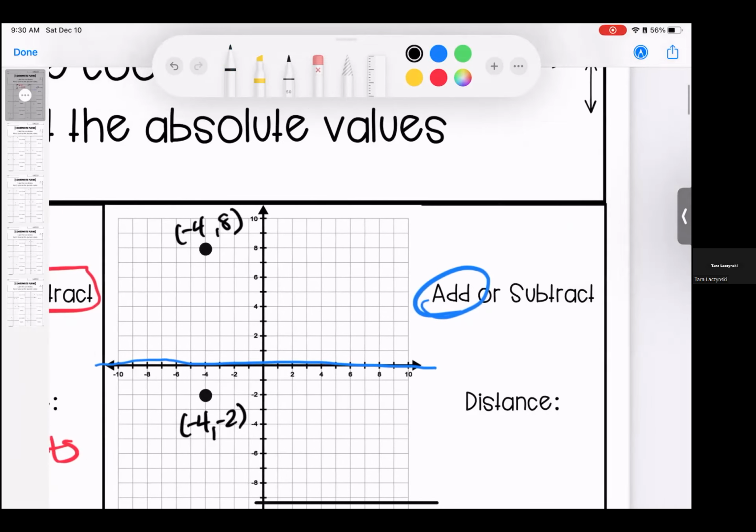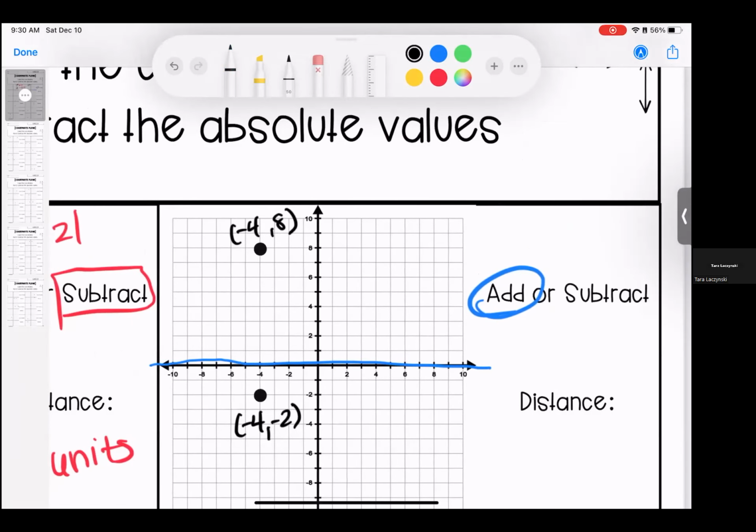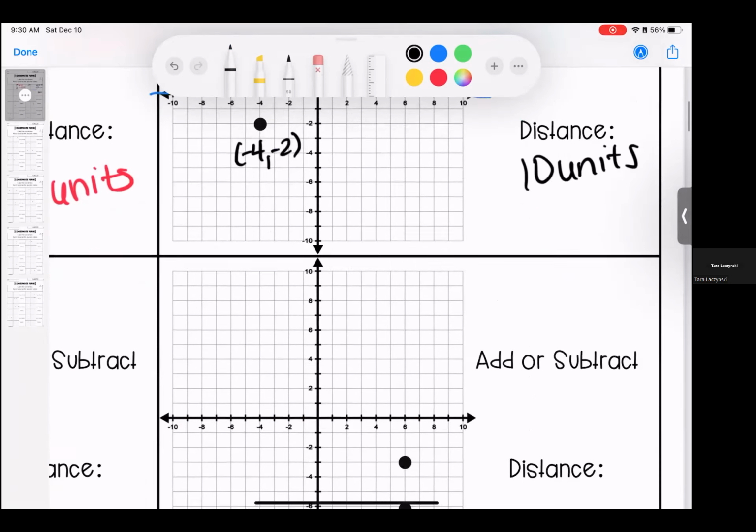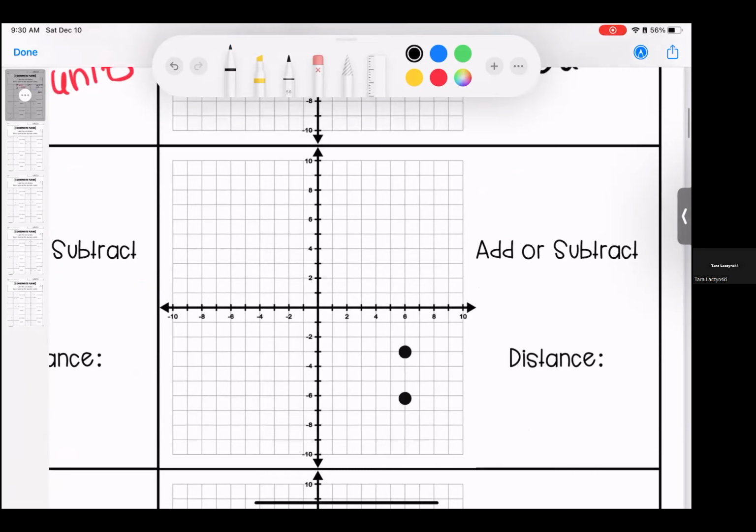So if I'm looking at my absolute values, my x's match. I'm looking at the difference in my y. So I have the absolute value of 8 plus the absolute value of -2. 8 plus 2 is 10. I have a distance of 10 units. Popping down here, they're in the same quadrant, so I'm going to subtract them.